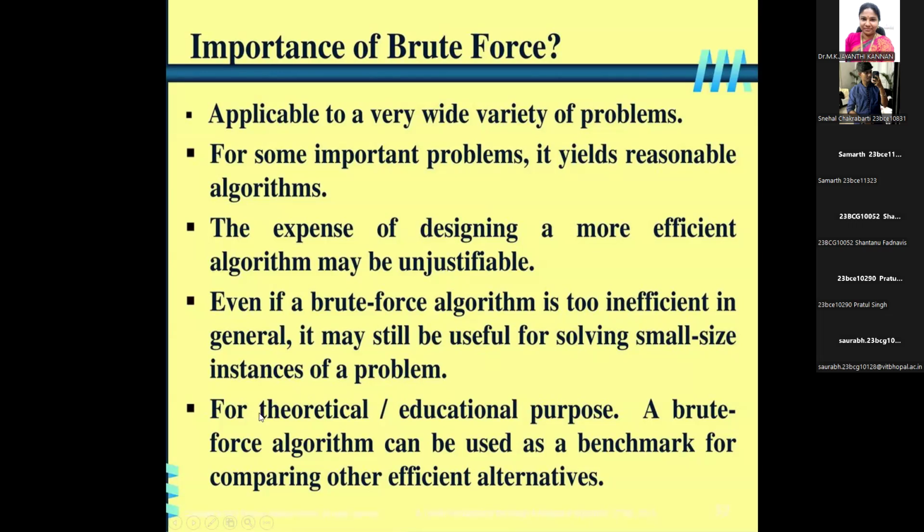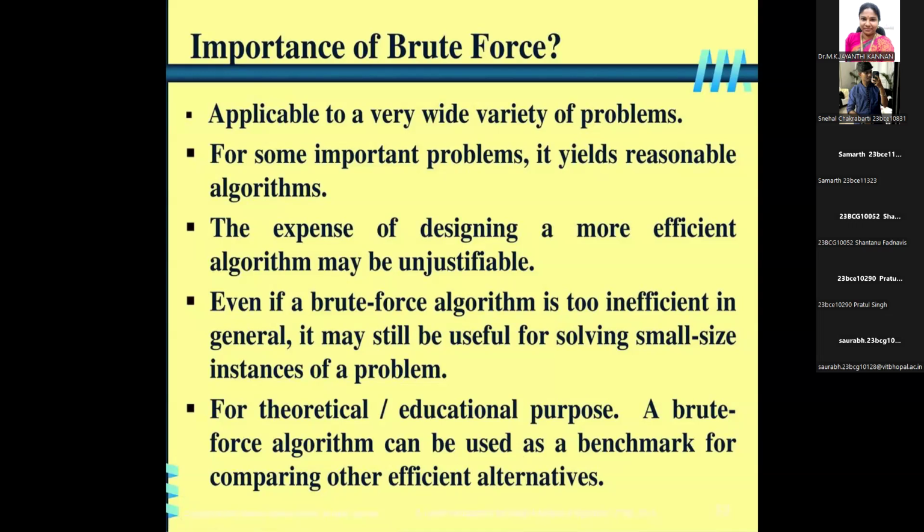If you look at many parameters like speed, time, cost, memory space and complexity, it may look very old, because nowadays we have so many advanced techniques. Compared to the existing advanced techniques, it is very old and less efficient. But anyhow, it can be used. It can solve your problem statement. For theoretical educational purposes, a brute force algorithm can be used as a benchmark for comparing other efficient alternatives. It is the minimum criterion.